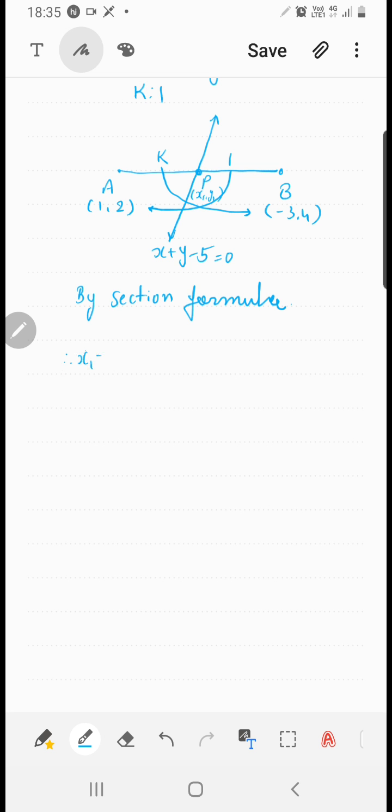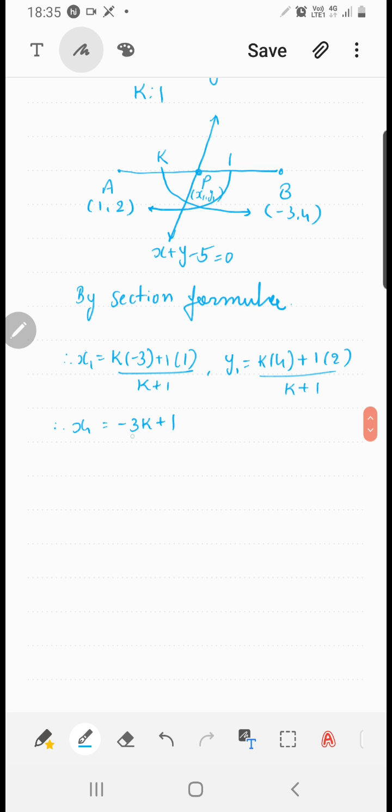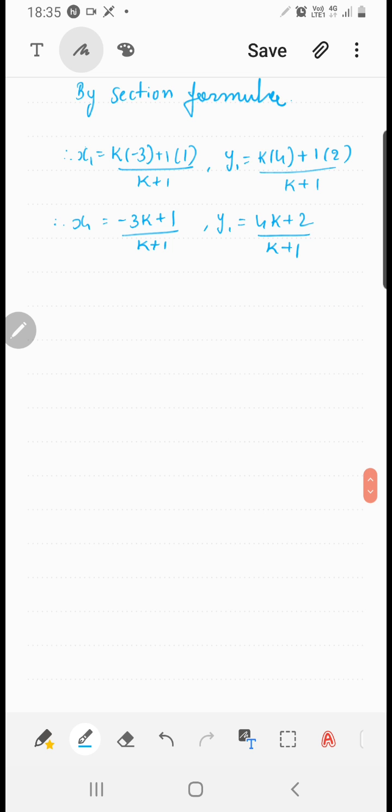Fine. So x1 is equal to k into minus 3 plus 1 into 1 upon k plus 1, and y1 is equal to k into 4 plus 1 into 2 upon k plus 1. So what I get, x1 is equal to minus 3k plus 1 upon k plus 1. Y1 is equal to 4k plus 2 upon k plus 1. So what I got here is the coordinates of point P, which is minus 3k plus 1 upon k plus 1 comma 4k plus 2 upon k plus 1.